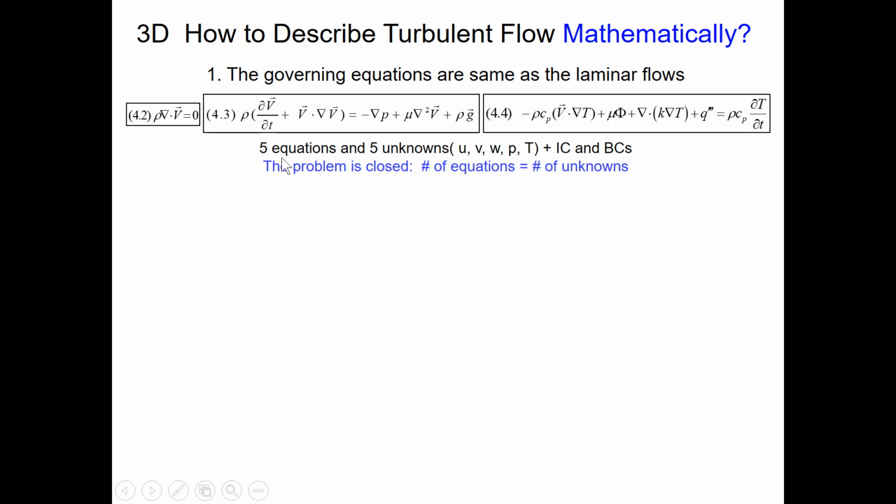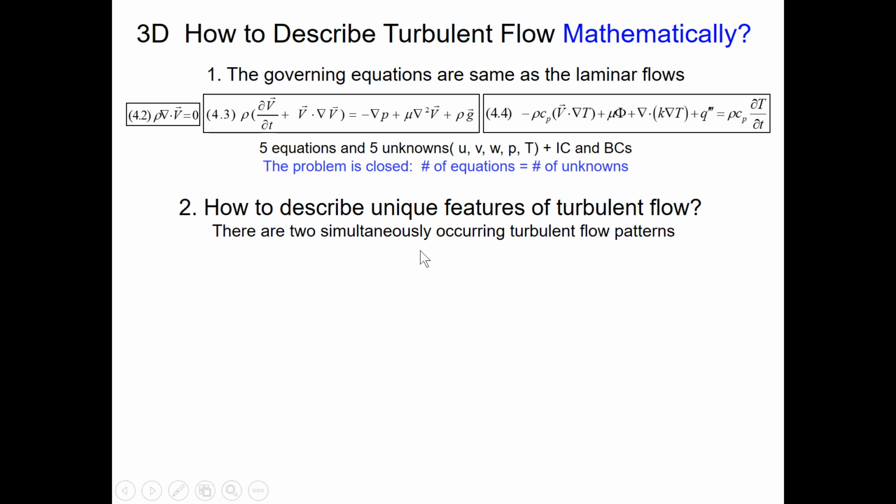We have 5 equations, 5 unknowns. Therefore, the problem is closed, meaning we can get the unique solution with initial condition and boundary conditions. Then you keep asking, if we use the same governing equations to describe turbulent flow and a laminar flow, how do we describe the unique features of turbulent flow?